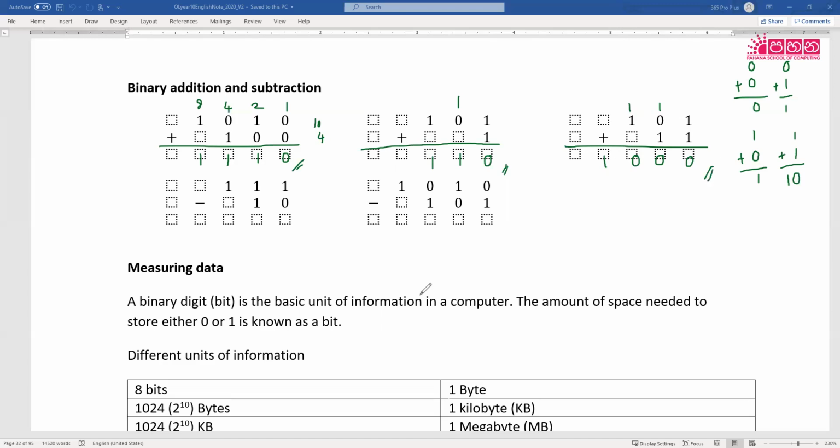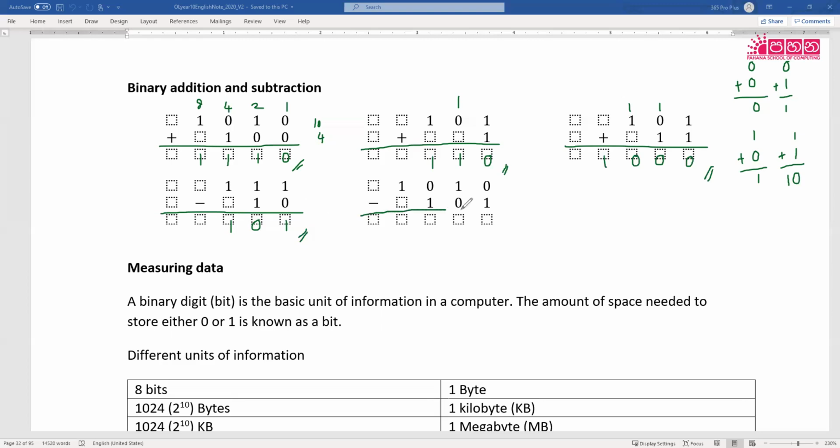Similarly, subtraction, right? So how subtraction works, let's look at with these two examples. If you subtract 0 from 1, we know the answer is 1. If you subtract 1 from 1, the answer is, yes, 0. And then this will be 1. Okay. You can double check the answer. This is 7 and this is 2. 7 minus 2 means 5. So that's why we get 1, 0, 1.